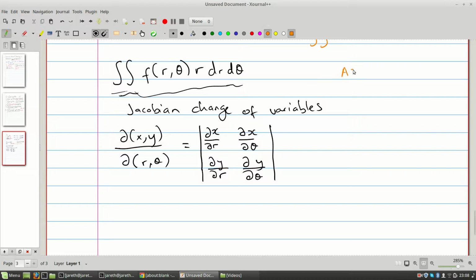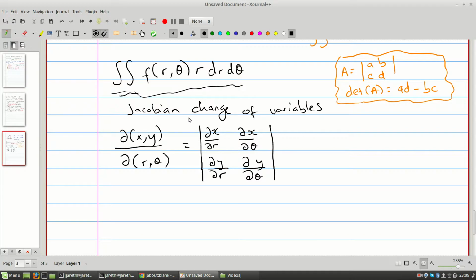So if A is equal to the matrix with entries A, B, C, D, then the determinant of A is equal to AD minus BC. This is just a side note for you in case you want to know how to compute the determinant. So this Jacobian change of variables is supposed to give us the extra component that is supposed to be in our integral.